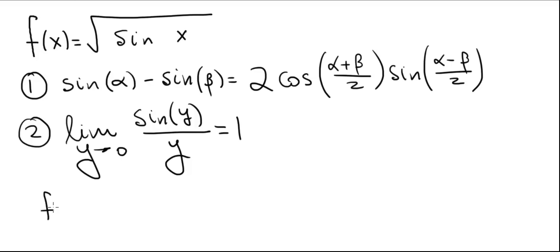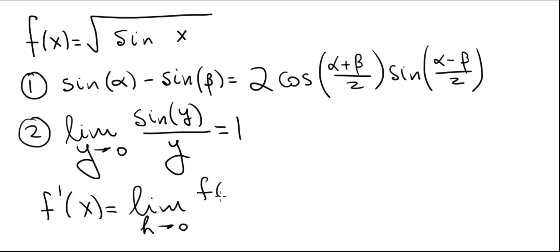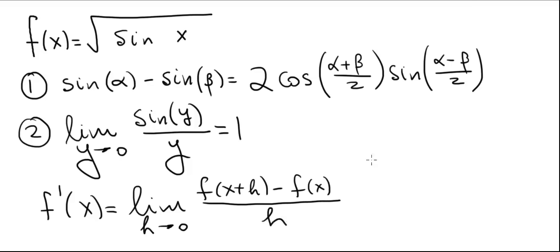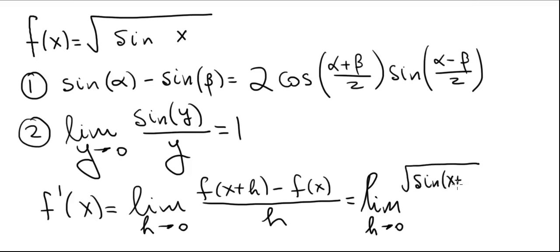First, recall the definition of the derivative. F prime of x is defined as the limit as h goes to 0 of f of x plus h minus f of x, divided by h. Now in our case, that limit is h goes to 0. F of x plus h is the square root of the sine of x plus h. F of x is the square root of sine of x, and this is divided by h. Now if we plug in 0 for h, we get 0 over 0.